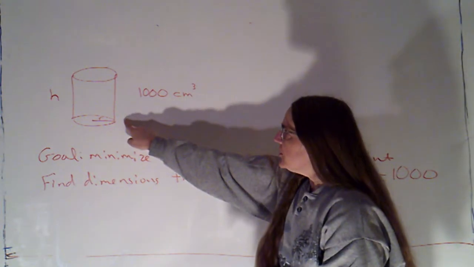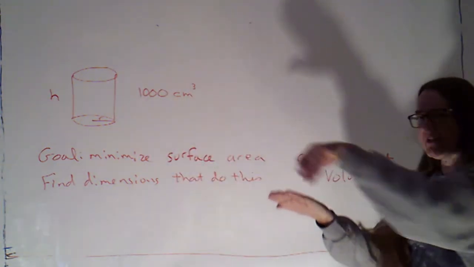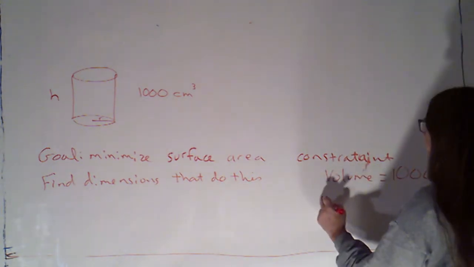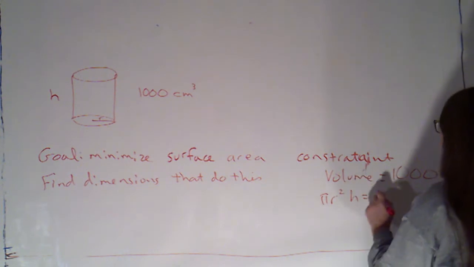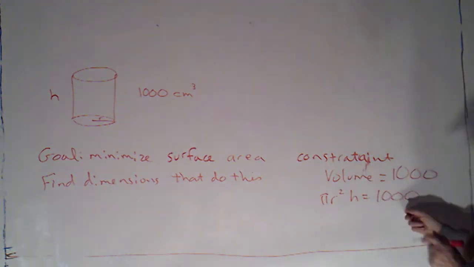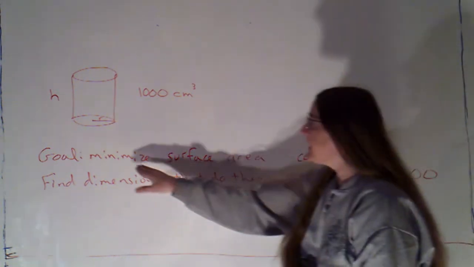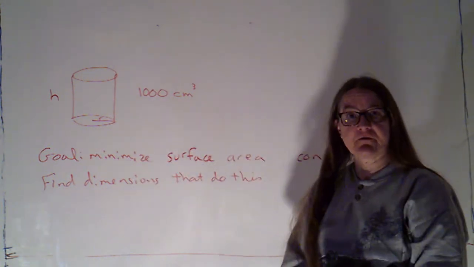Okay, so let's take a look. The volume, I remember my formula for that. That's just area of the base times the height. So that's going to be pi r squared times the height is equal to 1,000. Okay, that's my constraint. The thing I want to minimize is the surface area.